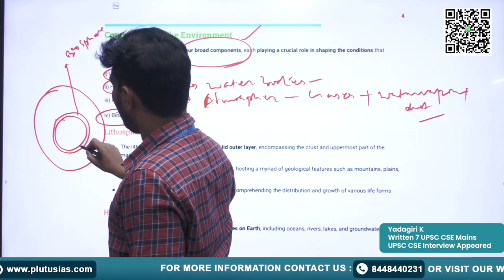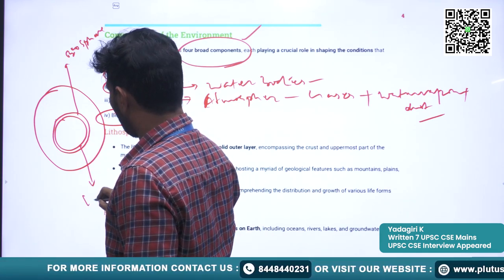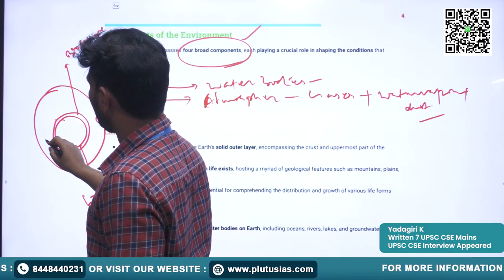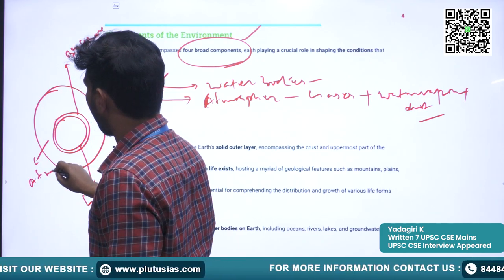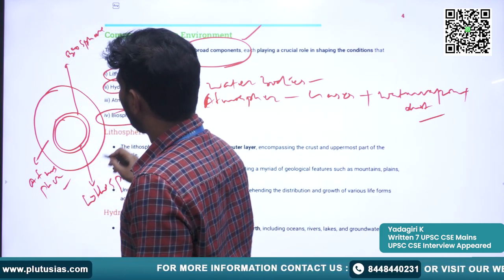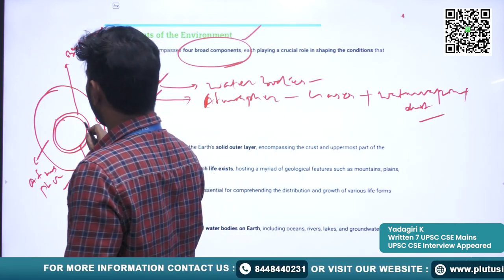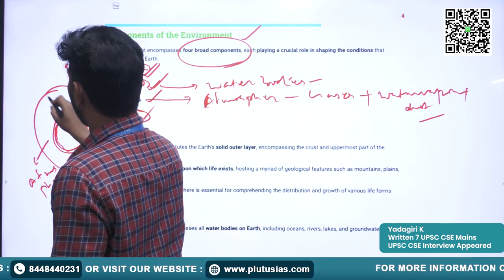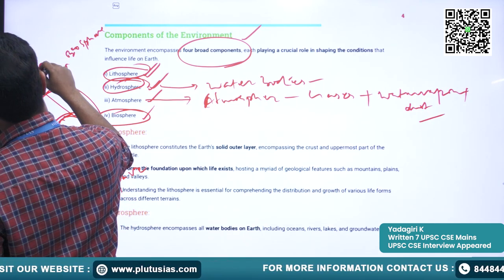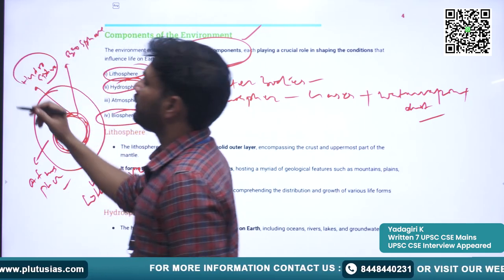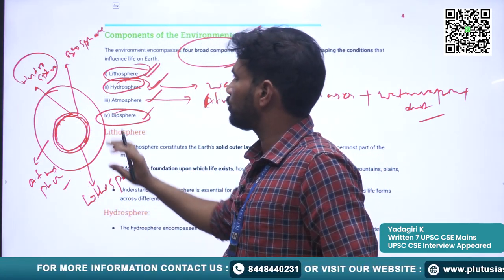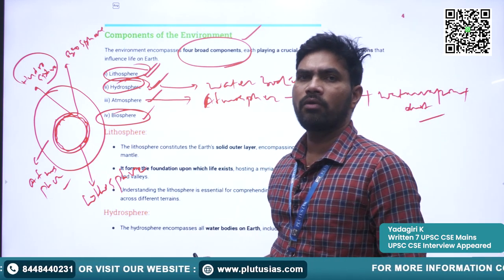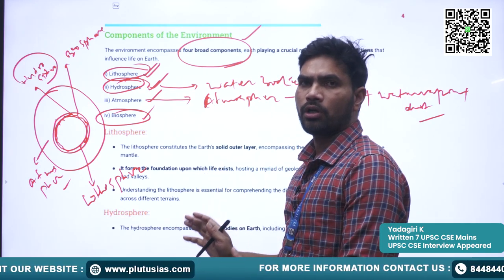Right? This is biosphere. We can say this is lithosphere. Right? And this is biosphere. We can say this is atmosphere. And there is one more thing, hydrosphere. Whatever the water bodies that are there on the Earth's surface, that is basically called as hydrosphere. We represent the hydrosphere with the blue color. So basically, these are the components of the environment.